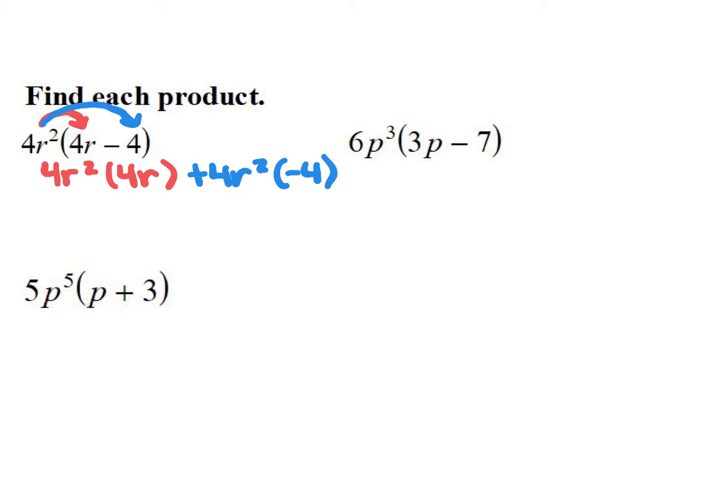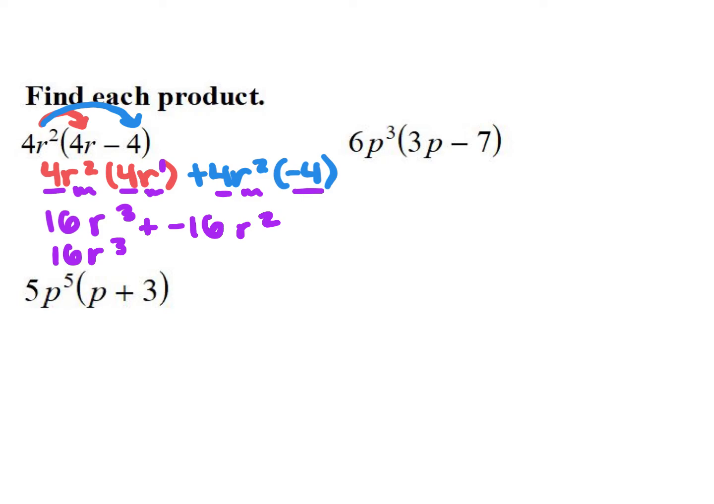Now when I simplify, 4 times 4 gives me 16, and r squared, we know this is really an r to the first. If I take the 2 and the 1r together, it becomes r to the third power. Then for the next part, I have the 4 with the negative 4, so it becomes plus negative 16, and the r squared is going to stay attached. Now rather than writing as plus minus, it becomes 16r to the third minus 16r squared.